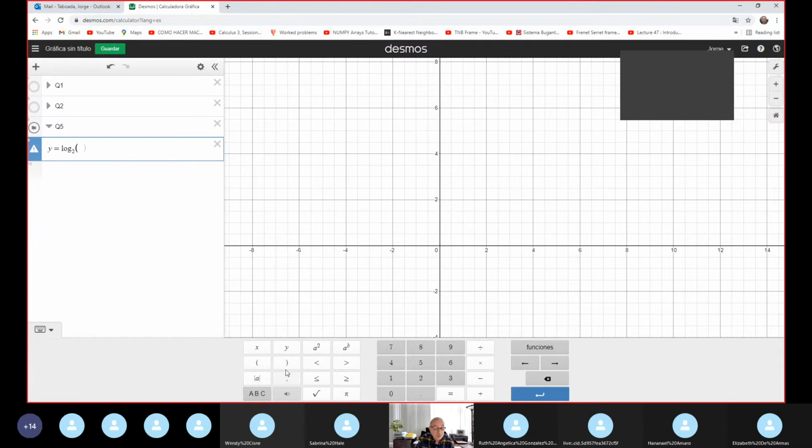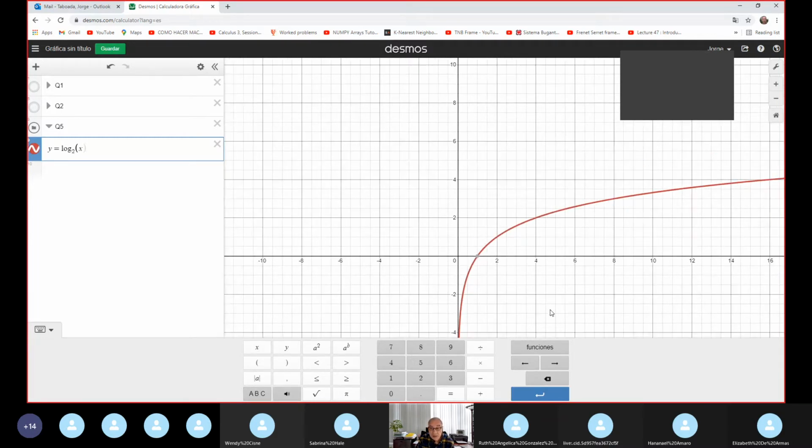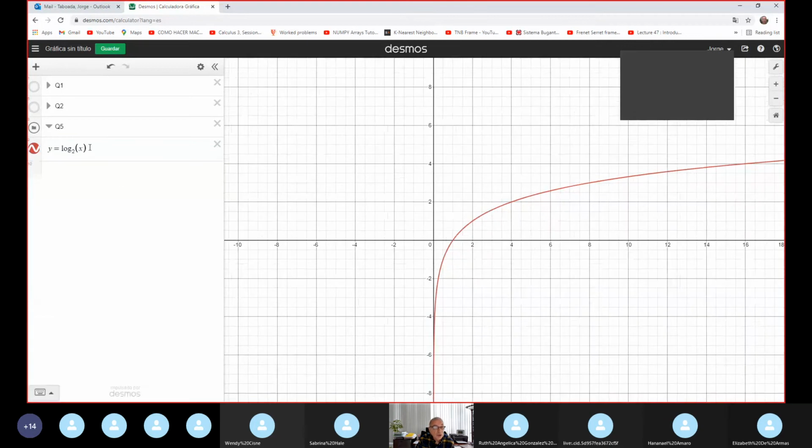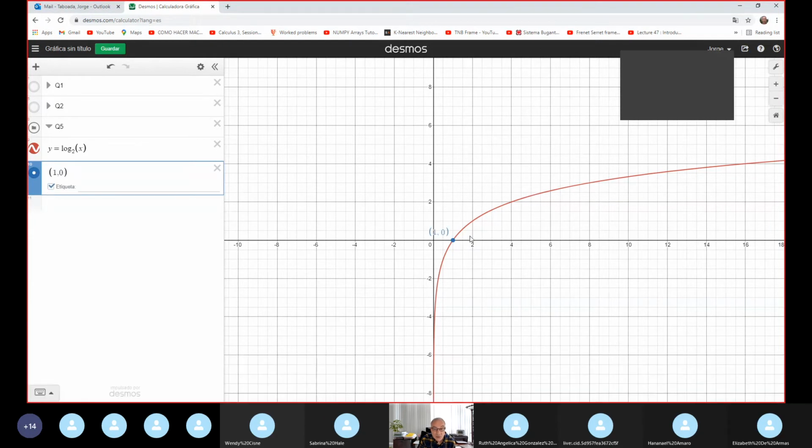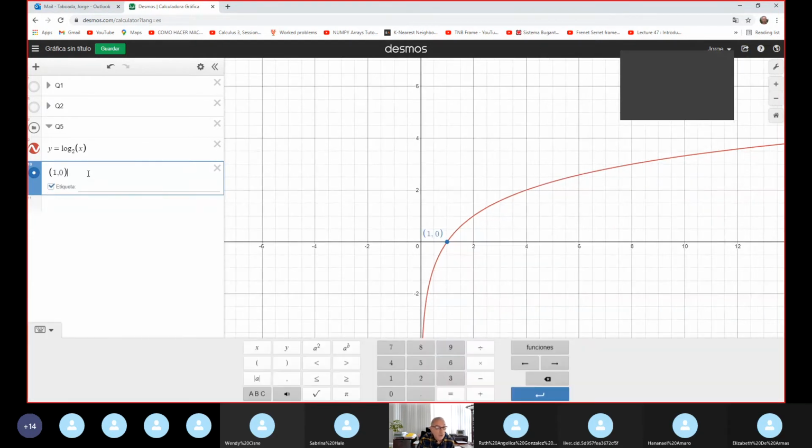of x. Bam! Here we have the graph. Okay, to make sure that everything is okay, I plot the most important points. The first point is the point 1,0. Bam! 1,0 belongs to the curve. One more point below on the curve. Well, the point 2,1, no? 2,1. Bam!